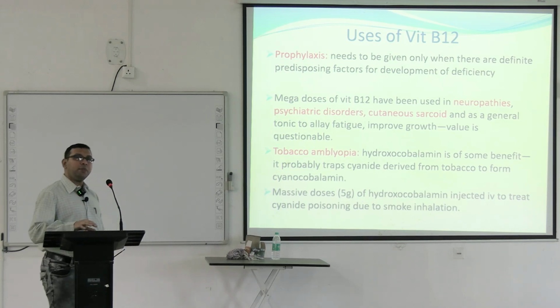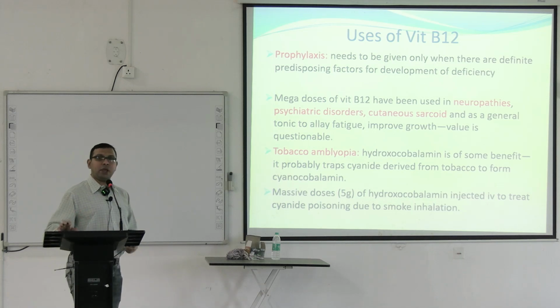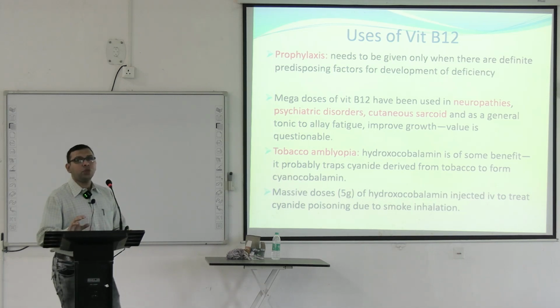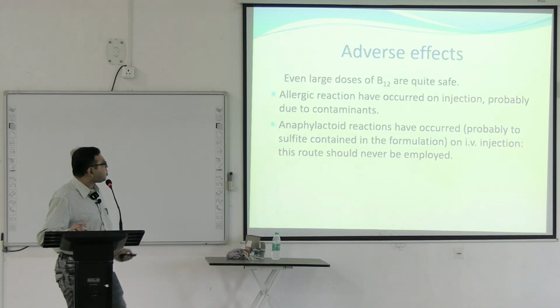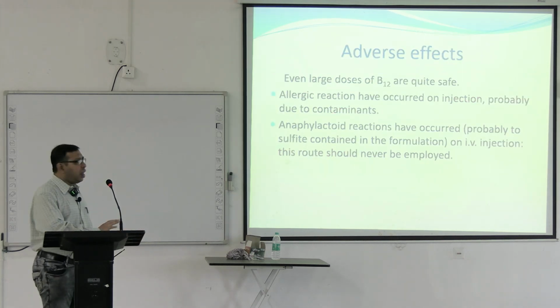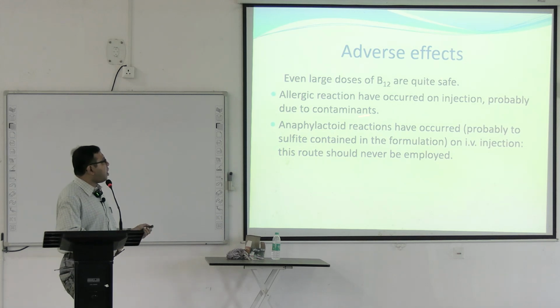Remember, vitamin B12 is mainly used to correct the vitamin B12 deficiency. And vitamin B12 deficiency most commonly occurs in pernicious anemia. Next most commonly occurs in different types of the malabsorption syndromes. Adverse effects are very less, usually quite safe. Allergic reactions occur on injection, probably concomitant. Anaphylactic reactions are very less. So this is about the vitamin B12.